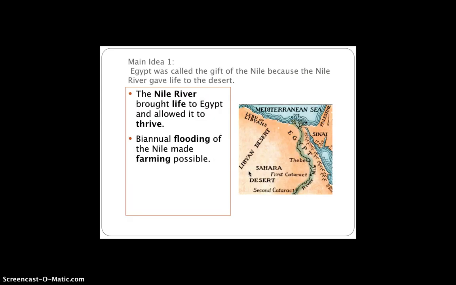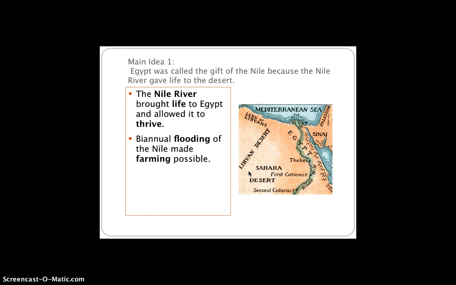The first main idea: Egypt was called the Gift of the Nile because the Nile River gave life to the desert. But why? The Nile River brought life to Egypt and allowed it to thrive, allowed it to build into the prominence that it gained over time. There were two floods every year of the Nile River. As a result of these two floods, farming became possible around the Nile River.